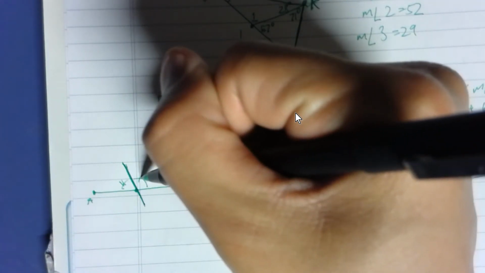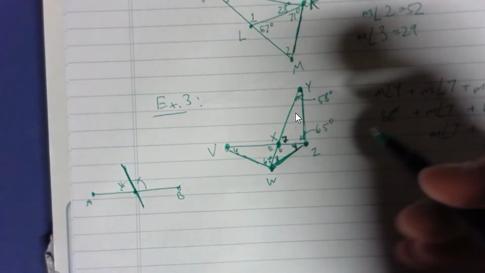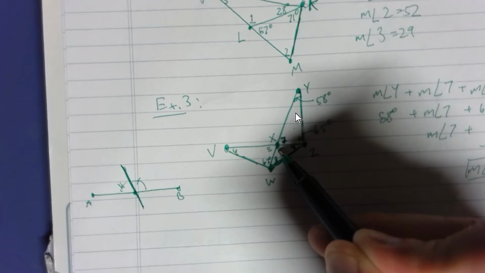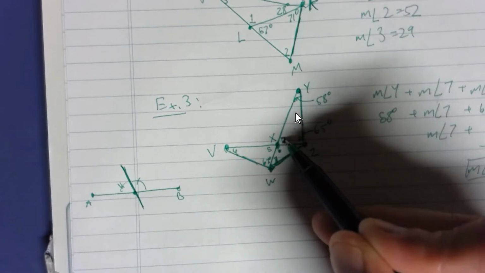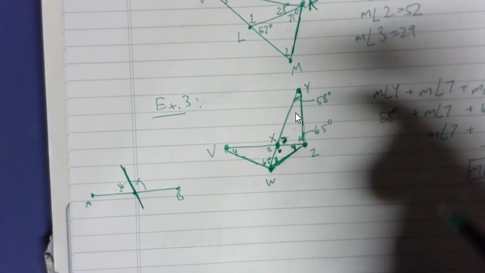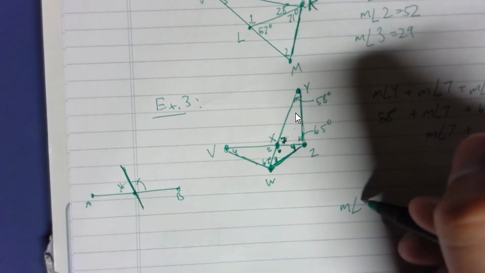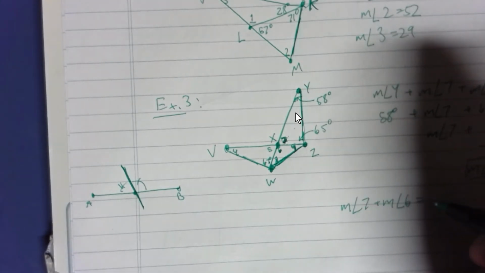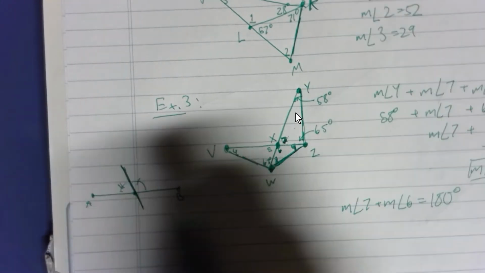As long as it originated from a straight line, it should always add up to 180 degrees. So this and this should add up to 180 degrees. Well, 7 and 6 are on a straight line, so I should recognize that the measure of angle 7 and the measure of angle 6 is also equal to 180 degrees, because that's 180 degrees right there.